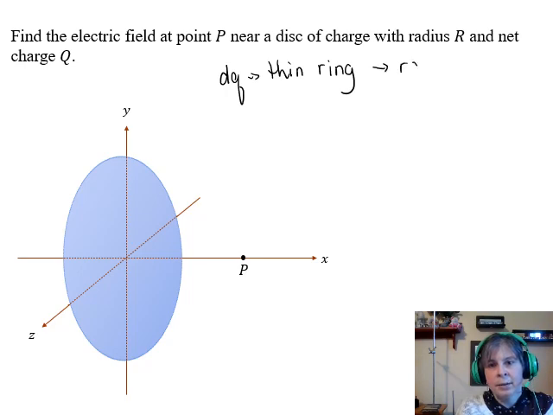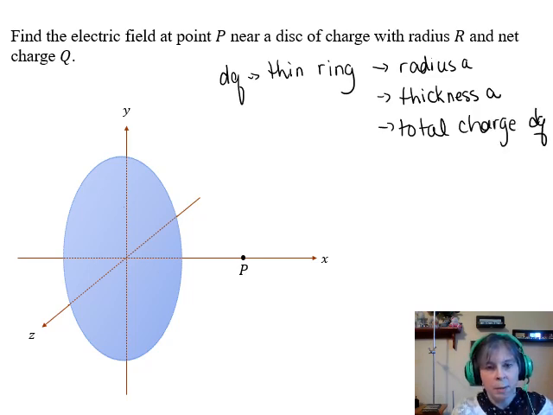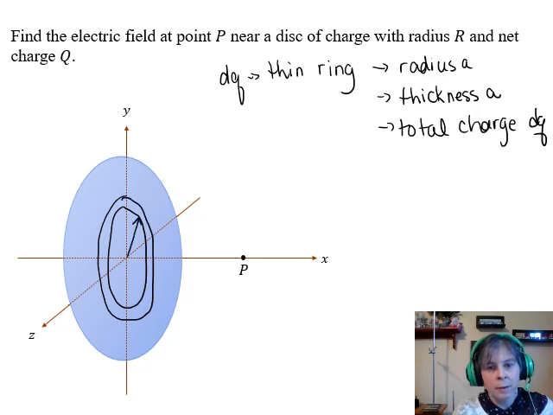Let's give it radius a. Let's give it a thickness that we'll call da. And we say da because it's a smaller little bit in that radial distance. And it's going to have total charge dq. Okay, I'll try and draw that on my picture. So a thin ring. It has radius a. It has thickness da. And total charge dq. And then while we're at it, if we wish, we can put on the radius of the entire disk. Okay, so there's our dq.